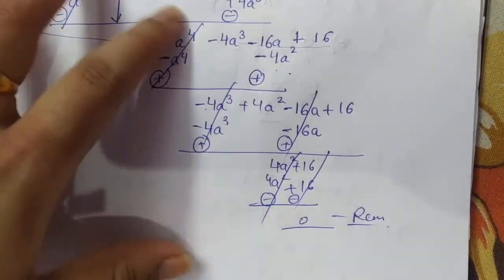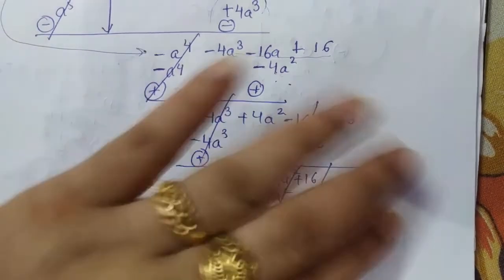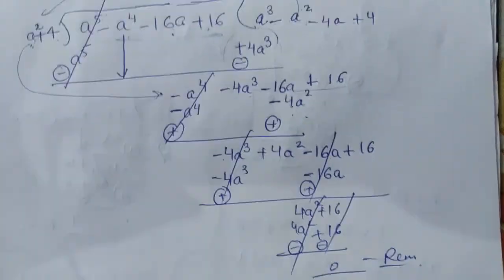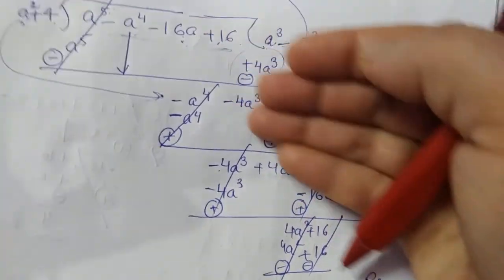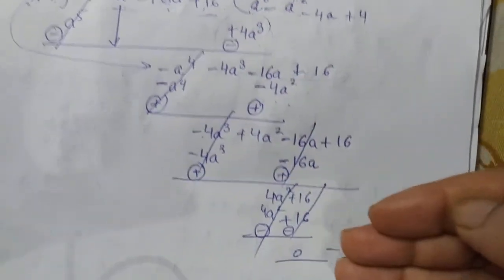So this is how it has to be done. If you multiply and you don't find that term present in the dividend part, write it separately and then collect all the terms together and proceed with the division.